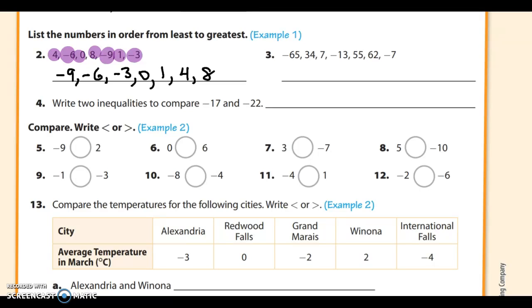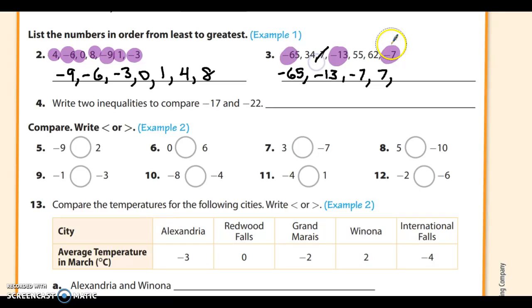Let's go identify our negatives. We've got -65, -13, and -7. The one farthest to the left would be -65. Then would be -13, then -7. And I don't have 0 in this one. Now I've got some positives, and I'm just going to go in order. The least positive will be 7.